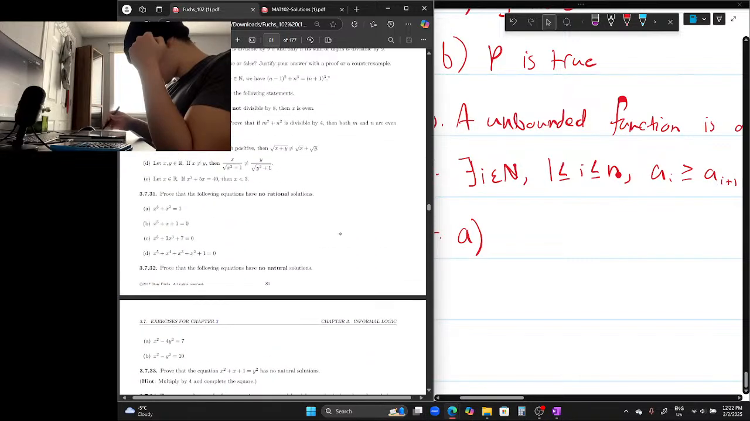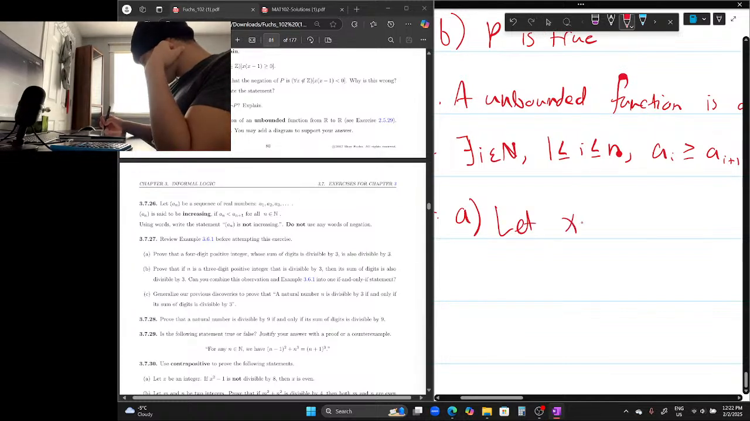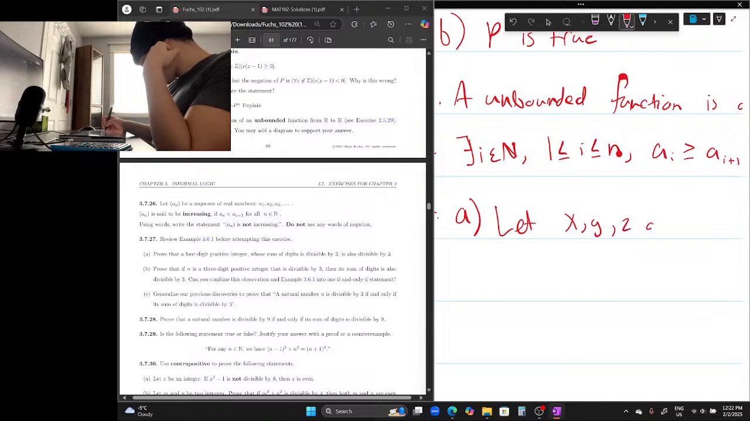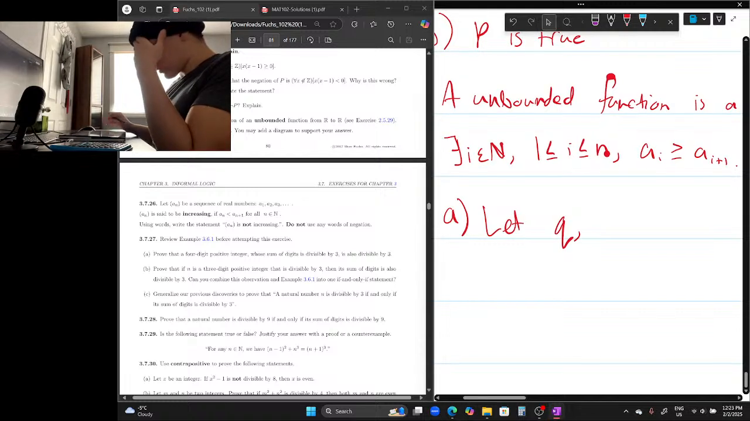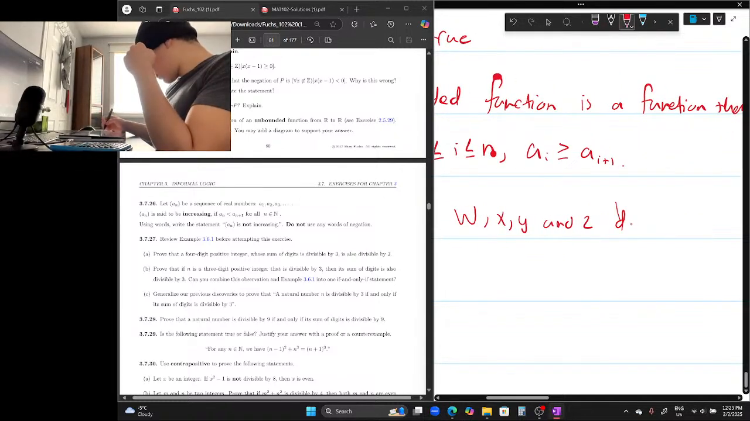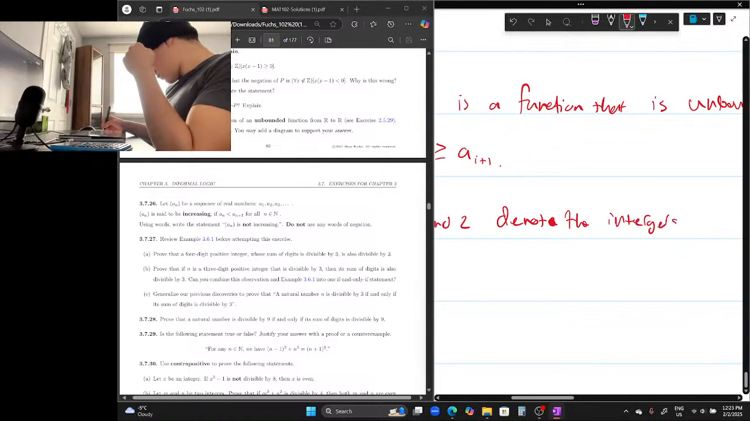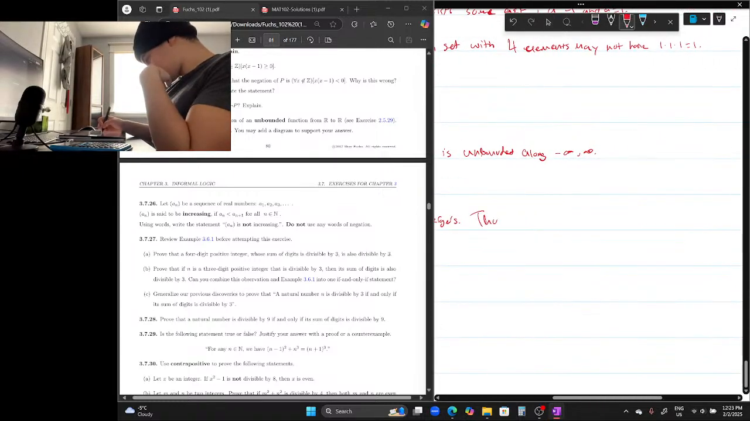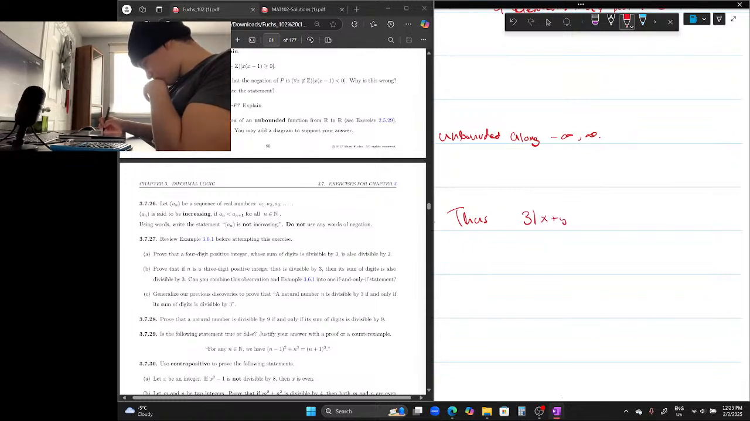Let's go back down to the example. So what x, y, z, and, well, A, B, C, D, E, F, G, H, I, J, K, L, M, N, O, P, Q, R, S, T, U, V, W, X. Okay. Doesn't matter. That's not important.